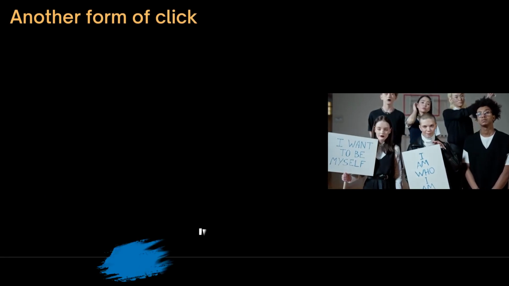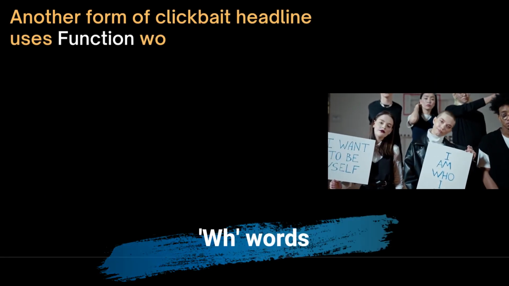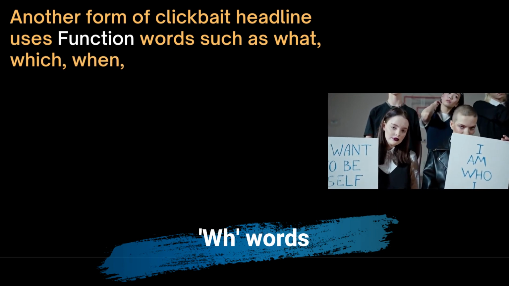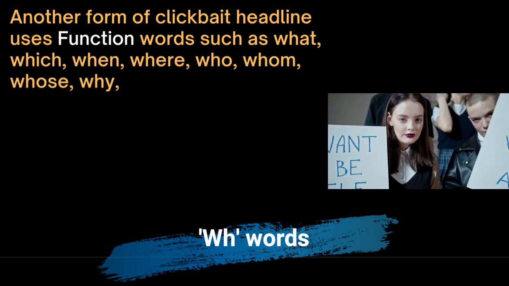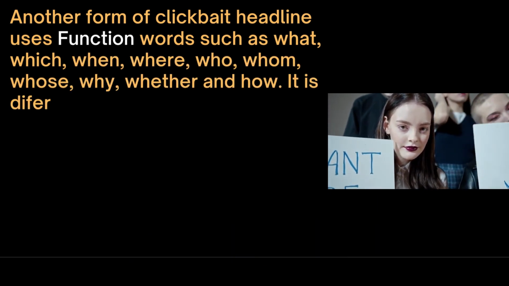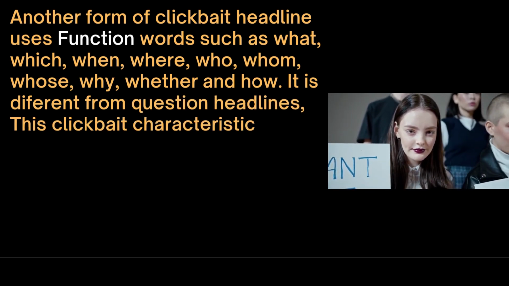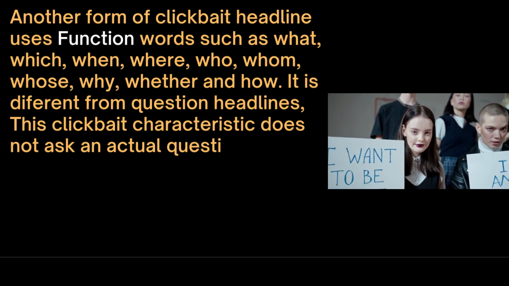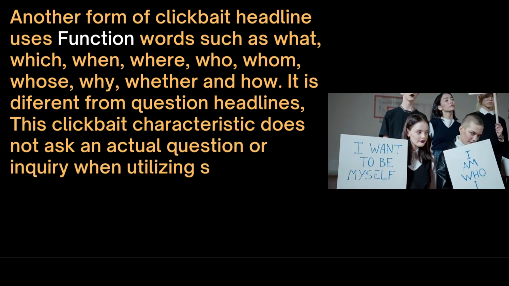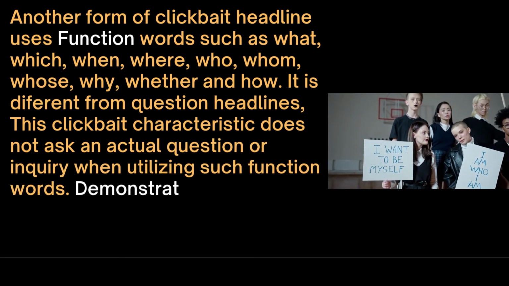Another form of clickbait headline uses function words such as what, which, when, where, who, whom, whose, why, whether, and how. It is different from question headlines. This clickbait characteristic does not ask an actual question or inquiry when utilizing such function words.